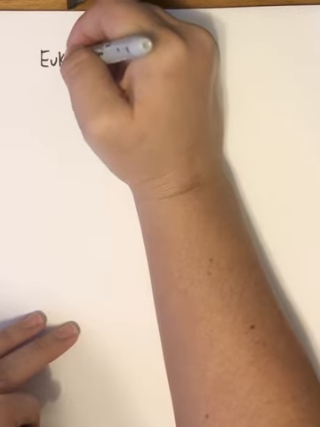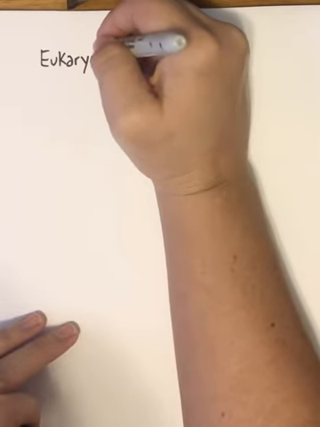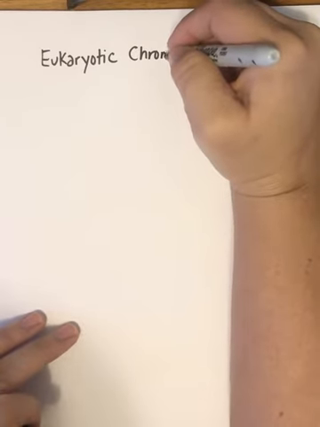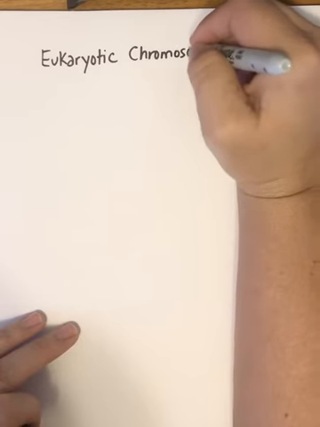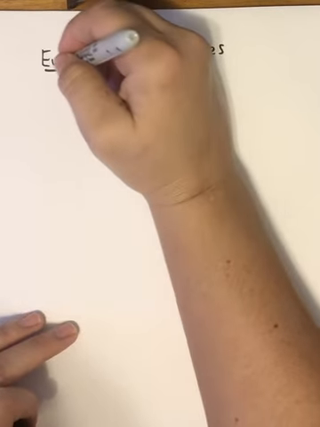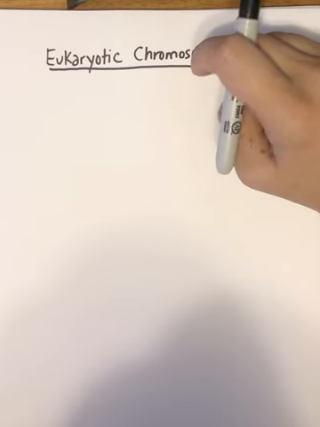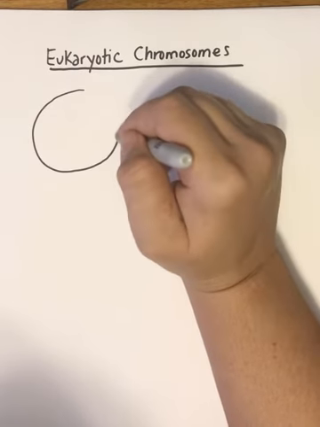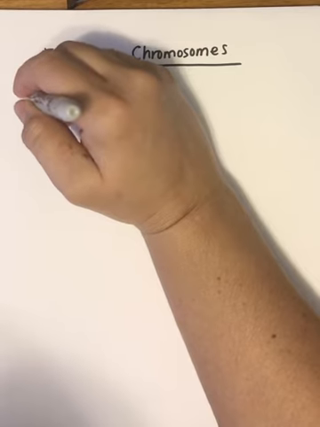Okay, before we get into the cell cycle, I need to talk about eukaryotic chromosomes. So, when we say eukaryotic chromosomes, they are going to be in eukaryotic cells. Eukaryotic cells include plant cells, animal cells, fungal cells, and protist cells. Now, when we talk about DNA in eukaryotic cells, we learned that the location of DNA is going to be found within the nucleus.